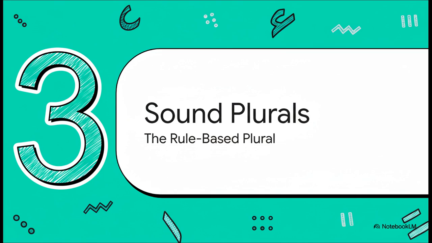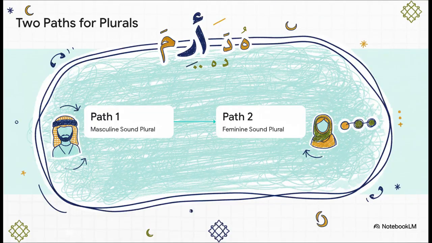All right, next up, let's talk about plurals. This is section 3, sound plurals, or Jama Salim. And remember, plurals in Arabic are for three or more. These are the rule-based ones, the predictable ones. They're called sound because the original singular word stays sound. It doesn't break. Now, with the dual form, the rule was the same for both genders. Not here. For sound plurals, the road splits. We've got one set of rules for masculine nouns and a totally different set for feminine nouns.